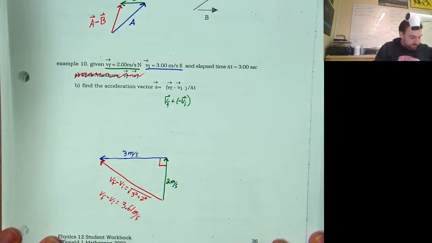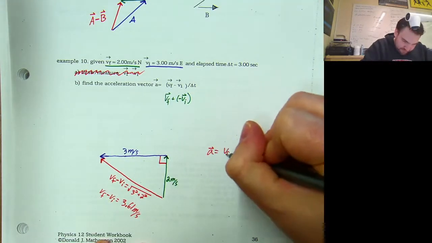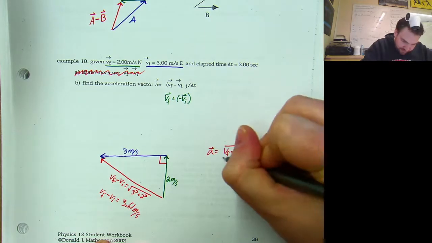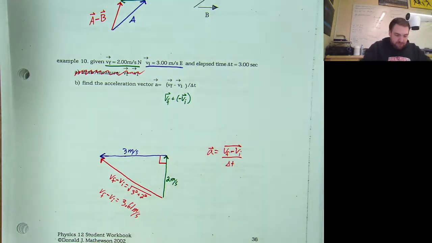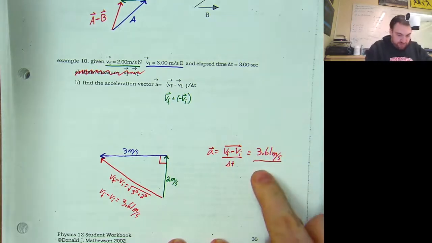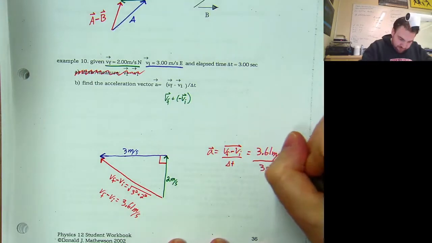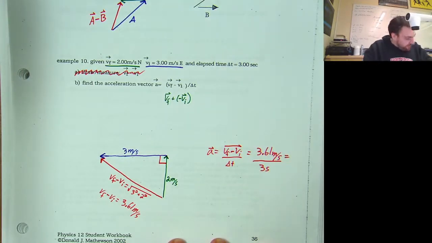meters per second. We know that the acceleration is VF minus VI, that vector, divided by the change in time. Well, we just found VF minus VI. It's 3.61 divided by the change in time. The change in time is 3 seconds, so we're going to divide that by 3. And we're going to get the acceleration vector is 3.61 divided by 3, which is 1.20, I'm rounding it up there, meters per second squared.